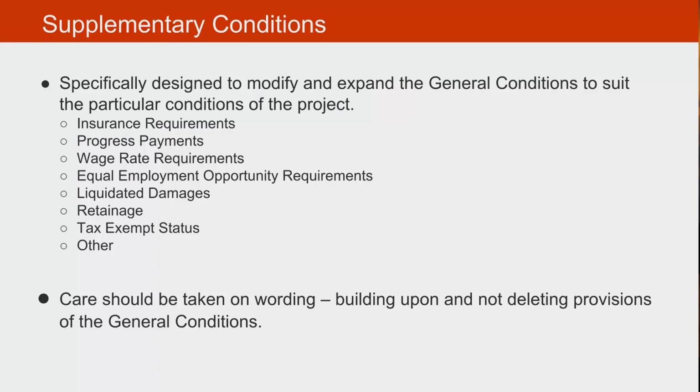The supplementary conditions usually expand upon the AIA A201 general conditions of the contract, specific to the requirements of the owner. In other words, this is a higher level of detail than you would see in the AIA A201 general conditions of the contract. These supplementary conditions will usually identify very specific insurance requirements for the project, how the progress payments are going to be handled, whether or not you're going to have wage rate requirements, which may be statutory, whether you're going to have any equal employment opportunity requirements, whether you're going to have any liquidated damages in the project and how those are assessed and measured, what the requirements are for retainage and its release, whether there's a tax-exempt status, and any number of other things that the owner will feel are important to provide additional levels of detail than would appear ordinarily in the AIA A201 documents.